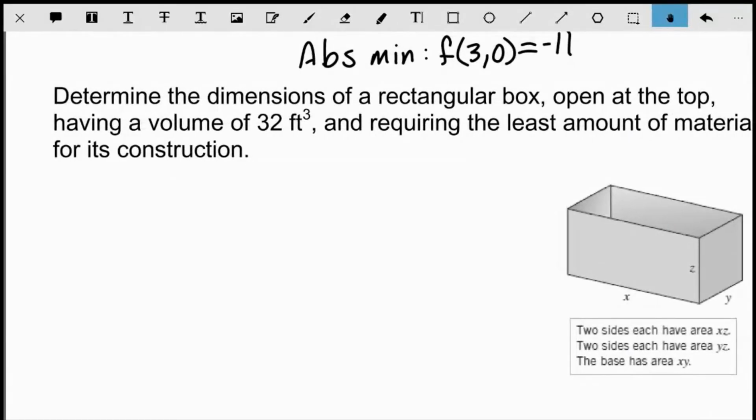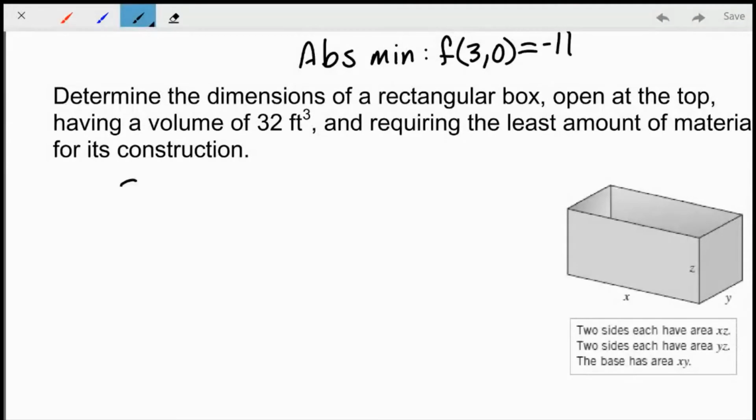Okay, so what we have to start with here, we know that it says we want the least amount of material. So I'm going to use S to represent my surface area, or the area of the pieces that I'm going to put together to create this rectangular box. So I have the base, which is X times Y. I have 2 sides that would be X times Z. And I have 2 sides that are Y times Z. So I have that function. And that's really what I want to minimize.